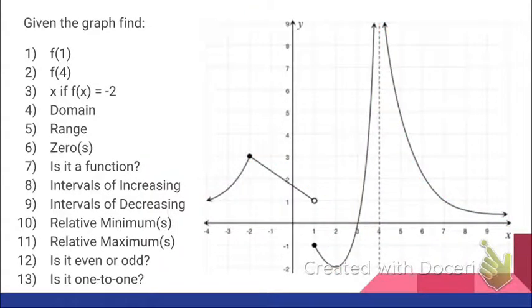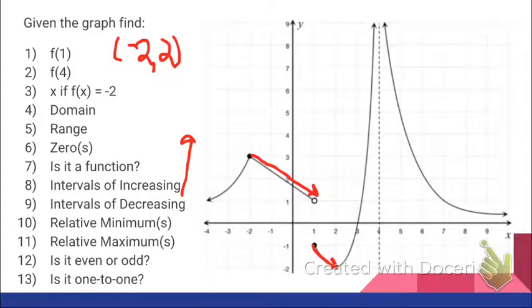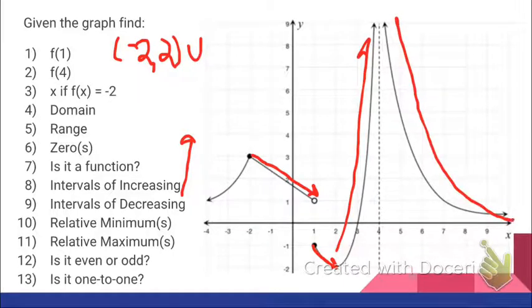Interval of decreasing, so same idea, but look at when the graph is going down. So from -2 to 1, the graph is decreasing. And then from 1 to 2, it's decreasing. So we'll say from -2 to 2, the graph is decreasing. Union, it's going up from 2 to 4, and then from x equals 4 to infinity, the graph is going down. It's decreasing. It has negative slopes at all these points. So we'll say from 4 to infinity, the graph is decreasing.